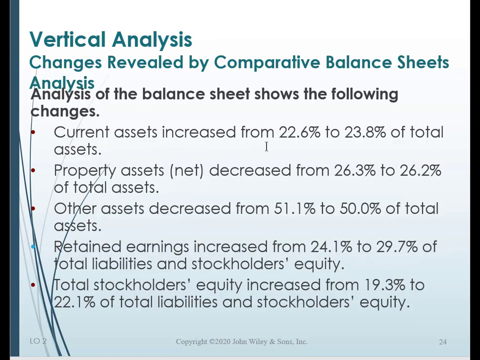We know current assets have increased from 22 to 23%. We have an increase in current assets. That could increase our liquidity. Property and equipment have decreased from 26.3 to 26.2. Not that much of a change. Retained earnings increased from 24% to 29%. So that means what? We have increased the amount of funds that have been retained and kept by the company.